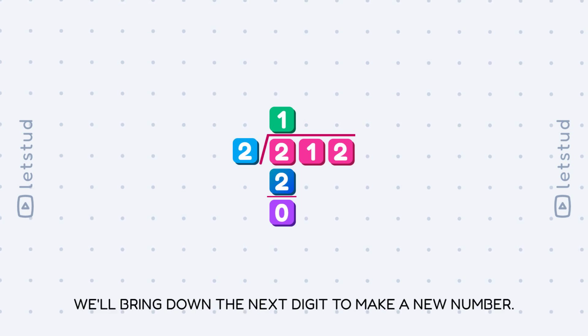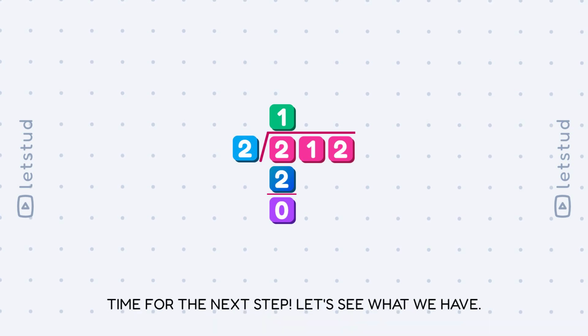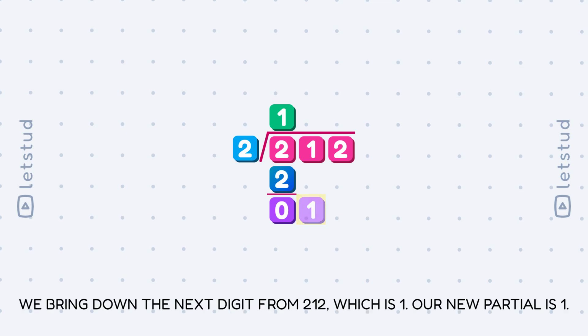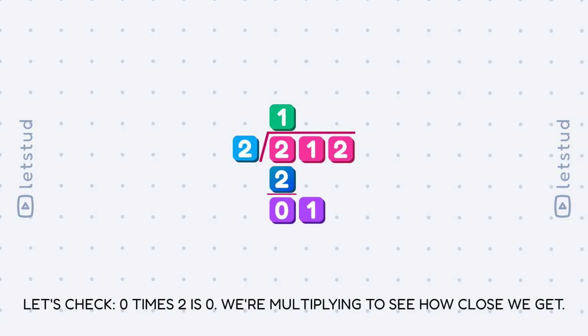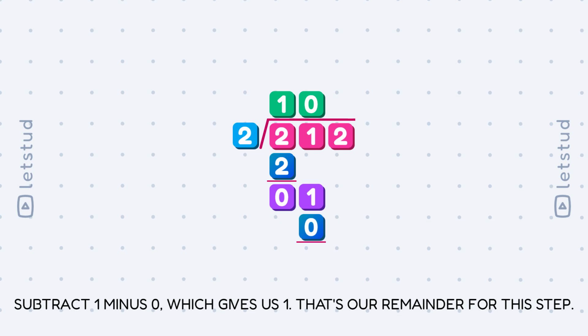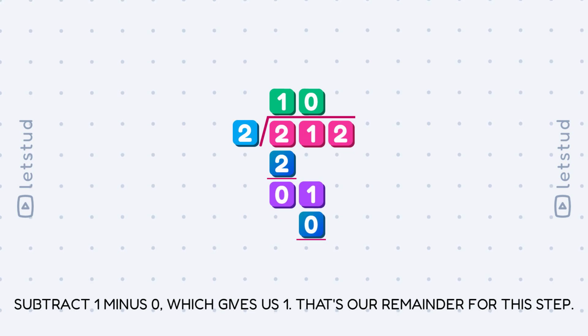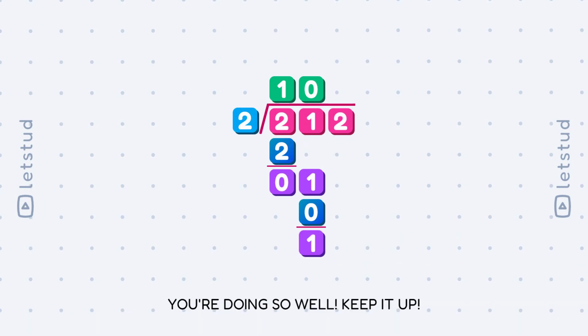We'll bring down the next digit to make a new number. Time for the next step, let's see what we have. We bring down the next digit from 212, which is 1. Our new partial is 1. How many times does 2 fit into 1? It doesn't fit at all, so we write a 0. Let's check: 0 times 2 is 0. We're multiplying to see how close we get. Subtract 1 minus 0, which gives us 1. That's our remainder for this step. You're doing so well, keep it up.